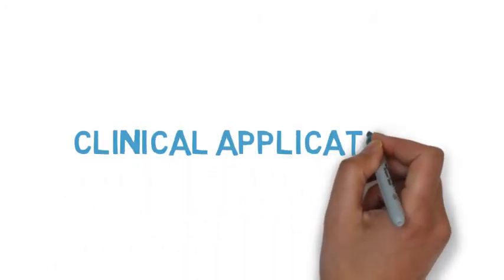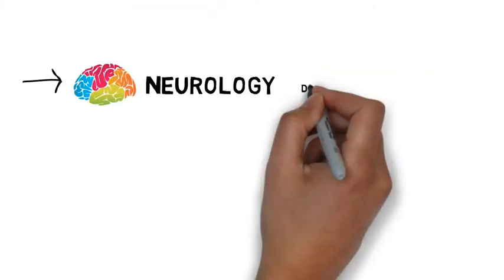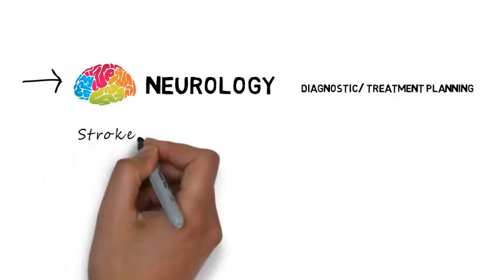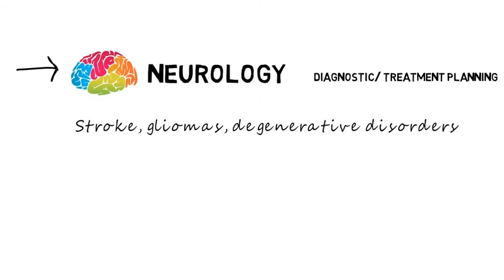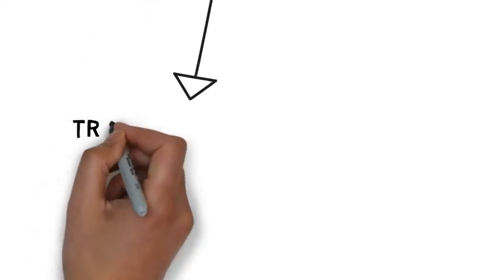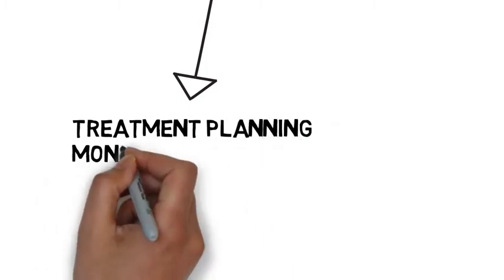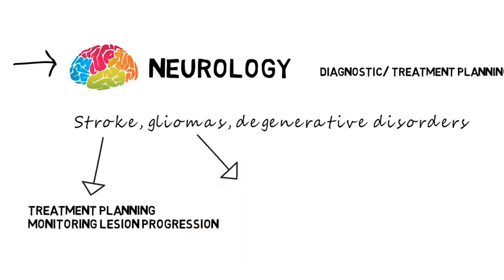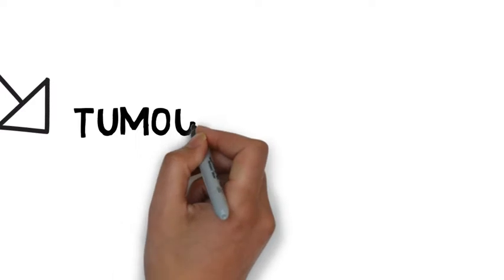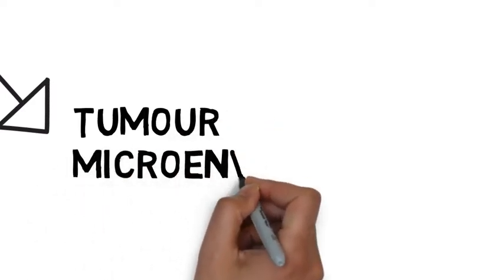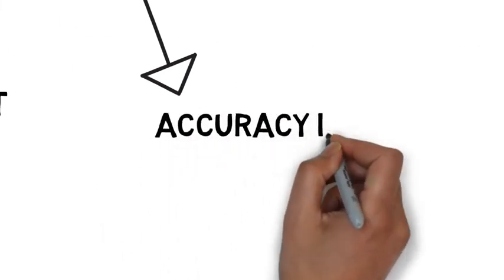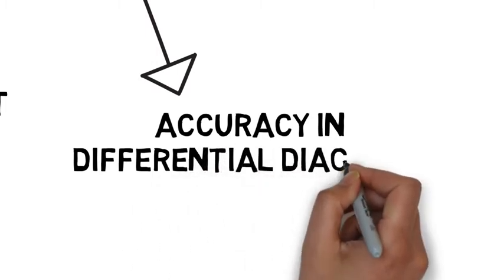The potential areas of application include neurology, cardiology, and oncology. In neurology, it provides diagnostic benefits and/or treatment planning for stroke, gliomas, and degenerative disorders. For instance, it optimizes the treatment planning in patients with ischemic stroke and aids monitoring of lesion progression. It provides structural, functional, and molecular imaging in patients with brain tumors, leading to further understanding of tumor microenvironment. It also increases the accuracy in differential diagnosis, especially during the early phase of degenerative diseases.